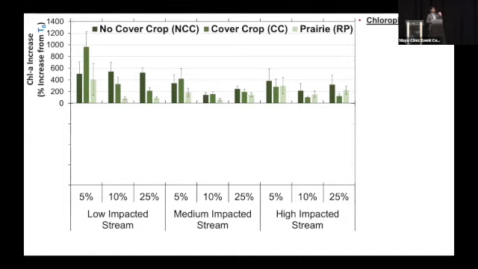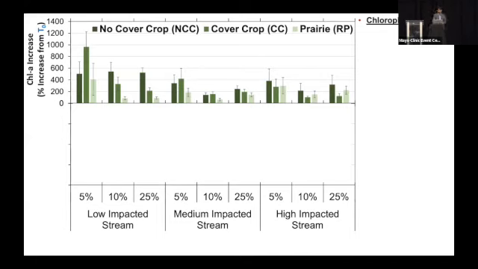So what does that mean? If you think about the two time points we calculated, one was T0 and another one was T14. So T0 versus T14, how much was the chlorophyll A increasing? That's what I'm showing you here, all the data. And for each color here, the darker color is no cover crop, the lighter color is cover crop, and the even lighter color is our restored prairie.